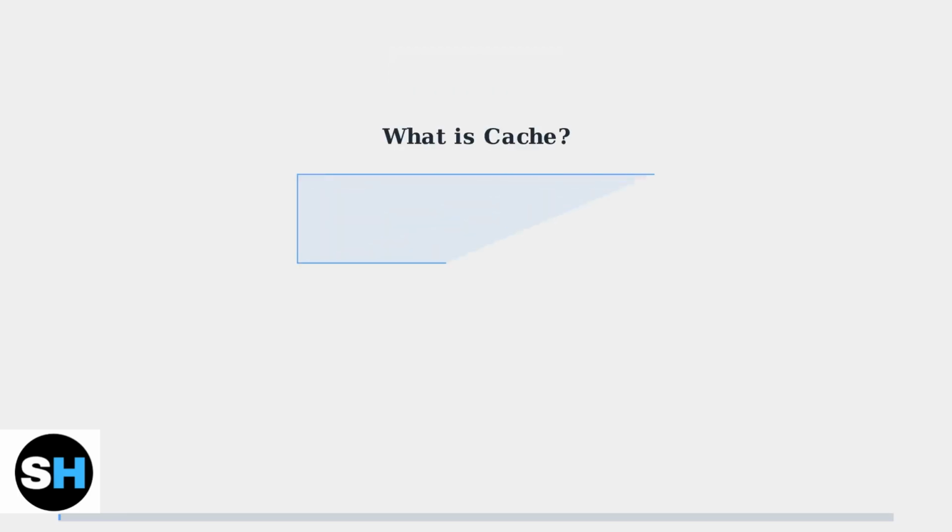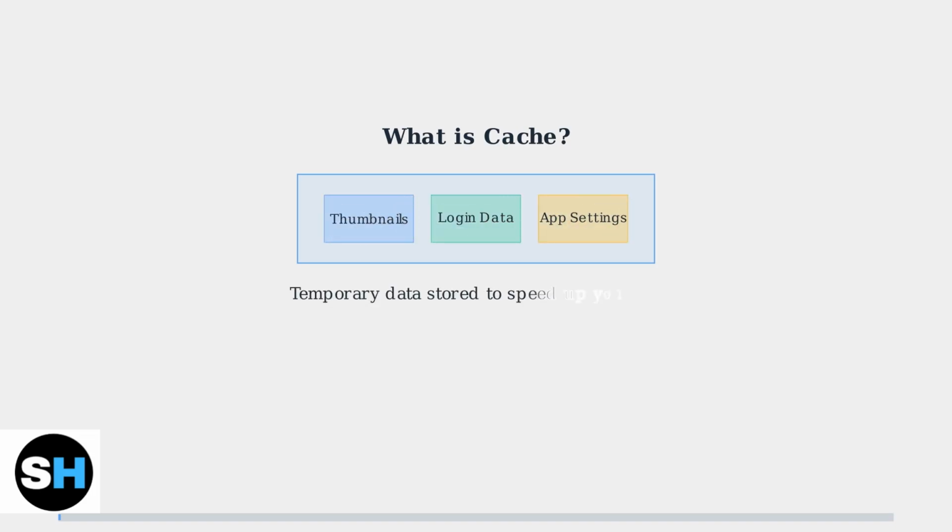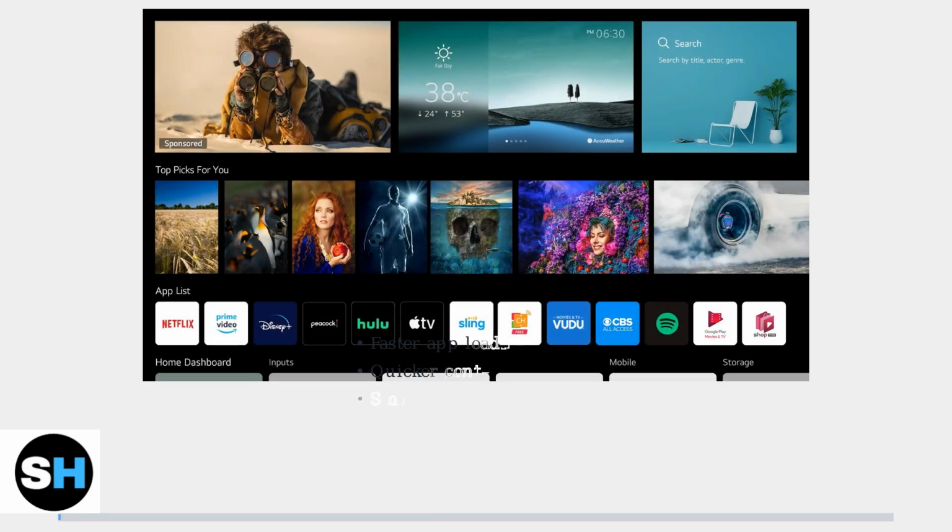Cache on your LG Smart TV is temporary data that helps apps load faster, but it can cause problems over time if not managed properly. Cache stores temporary data like thumbnails, login information, and app settings. This data helps your TV load content faster by keeping frequently used information readily available. Initially, cache provides significant benefits.